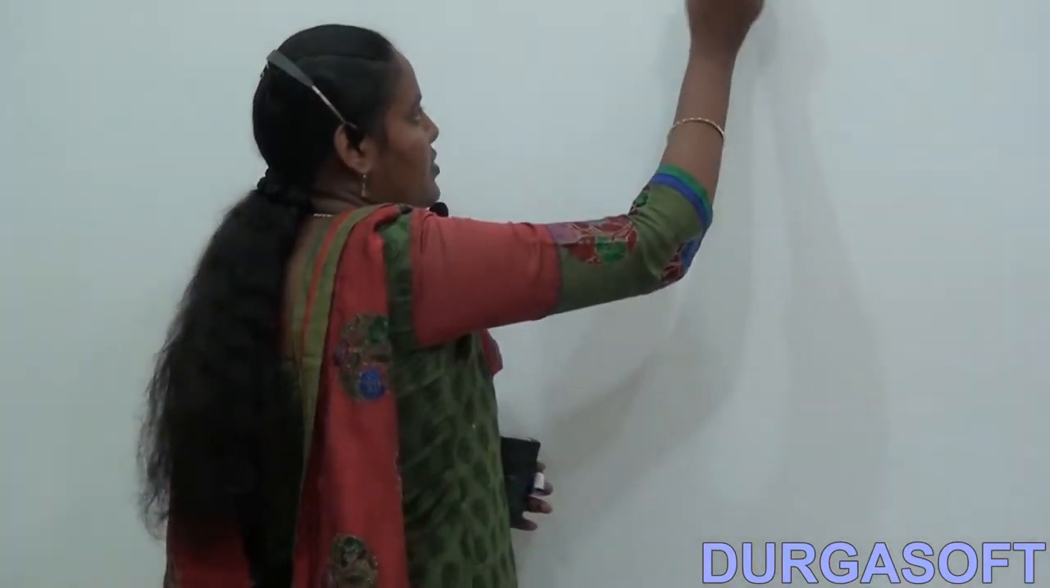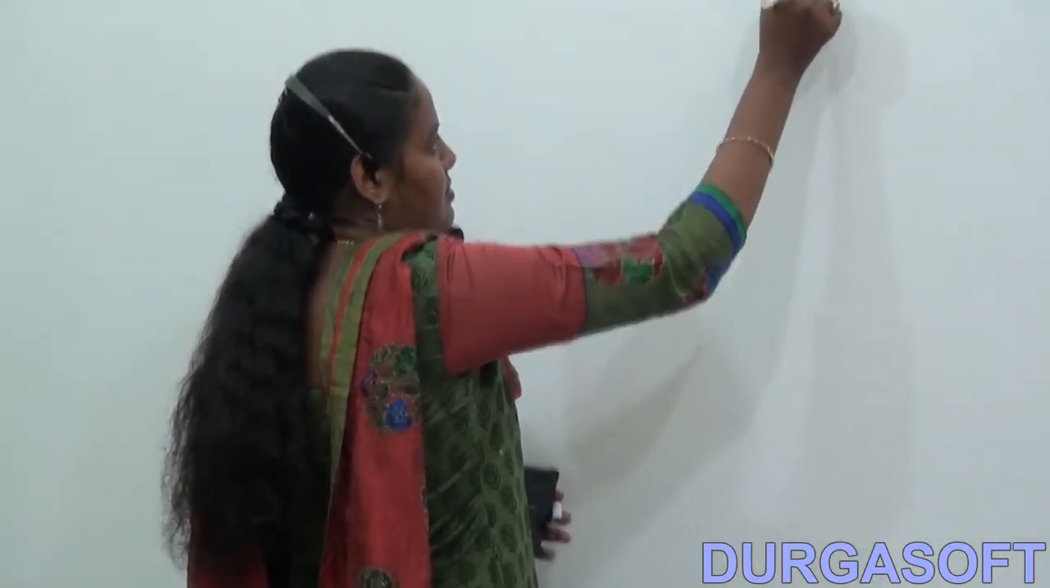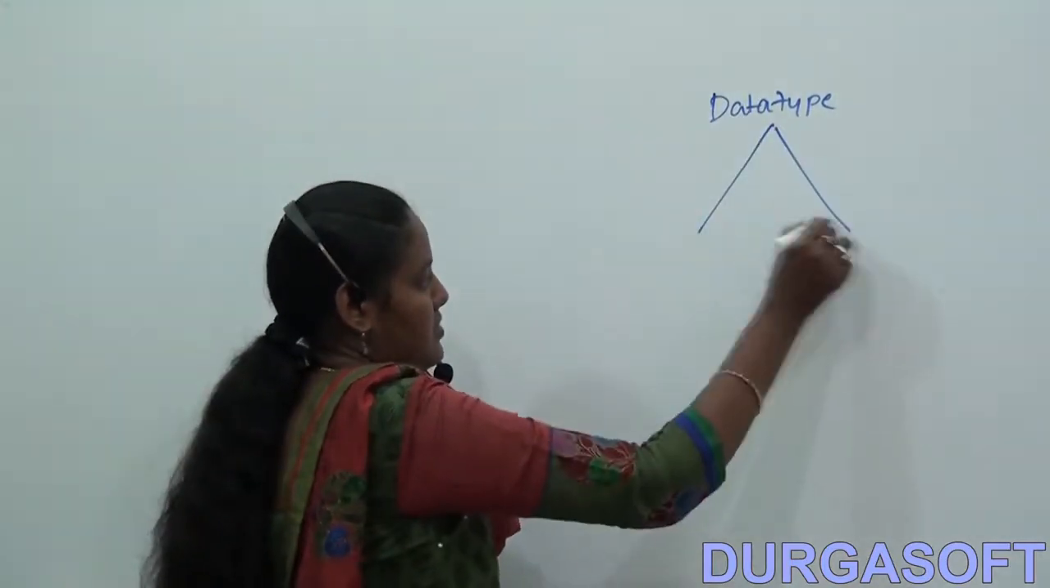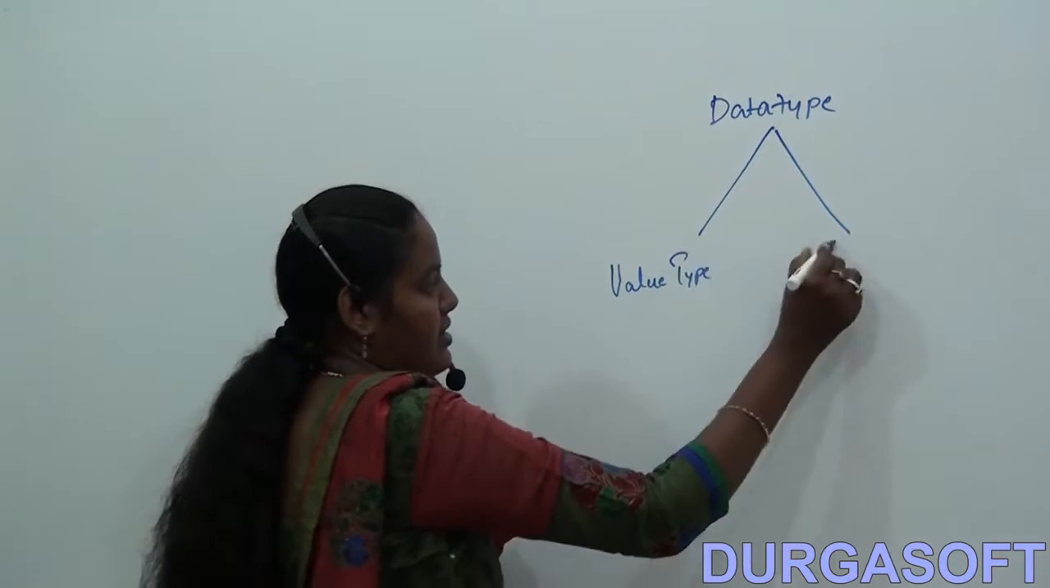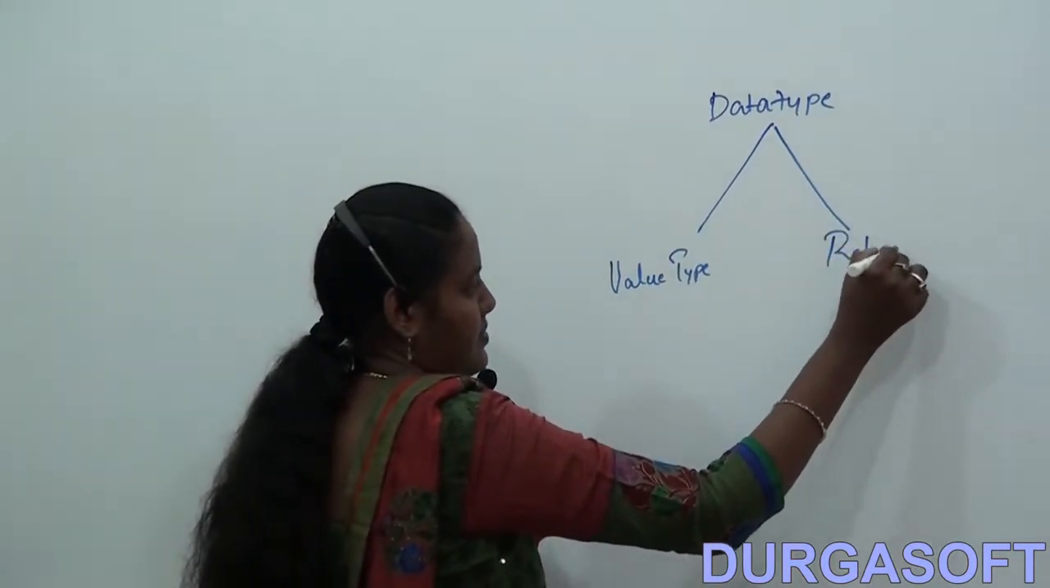Data types and its conversions. When we talk about data types, there are two types: one is value type and the other one is reference type. Data type is divided into two types, value type and reference type.